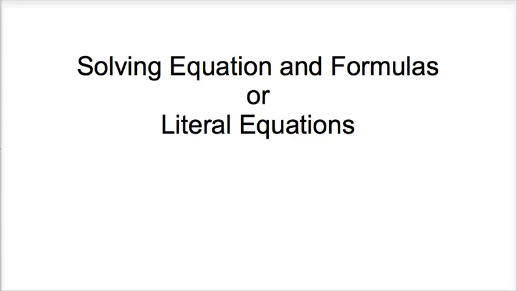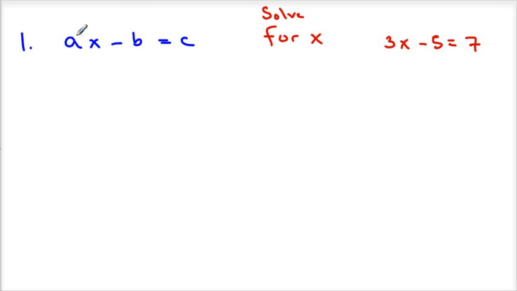Alright, so this lesson, solving equations and formulas, also known as linear equations. Here's our first example: ax minus b equals c, and we're solving this equation for x. Before we start solving this one, let's take a look at the side one here.